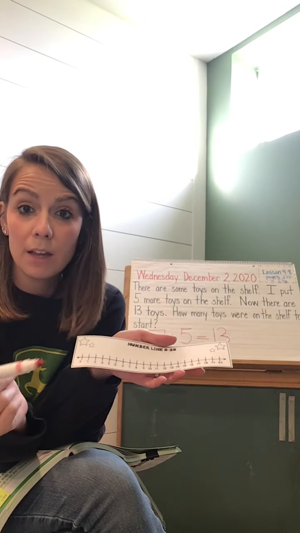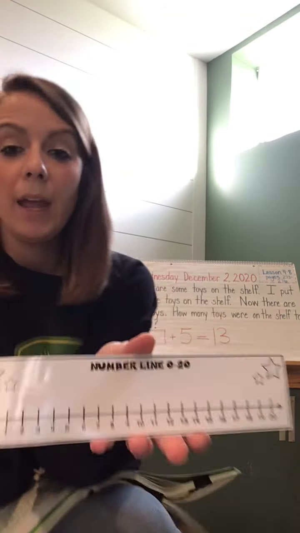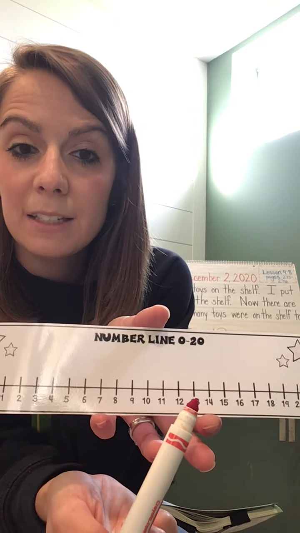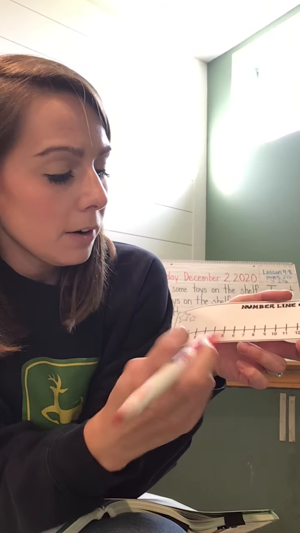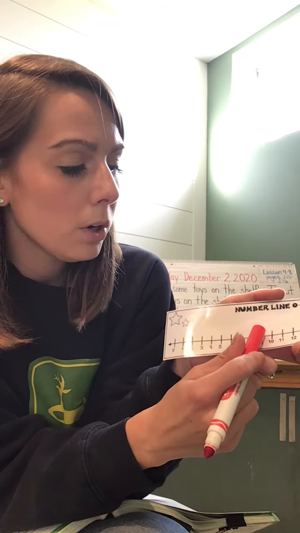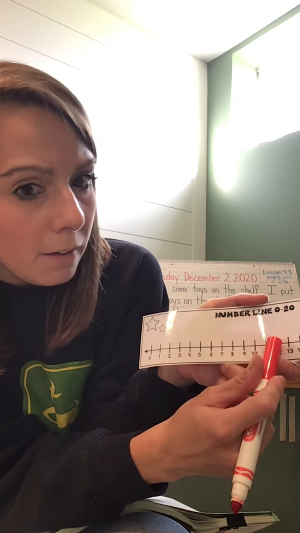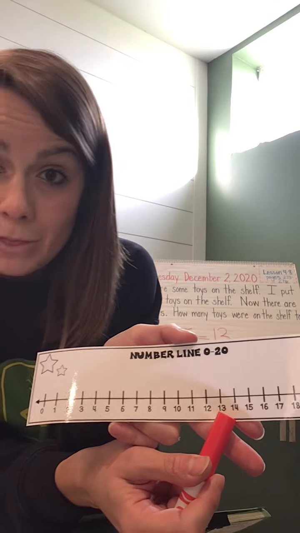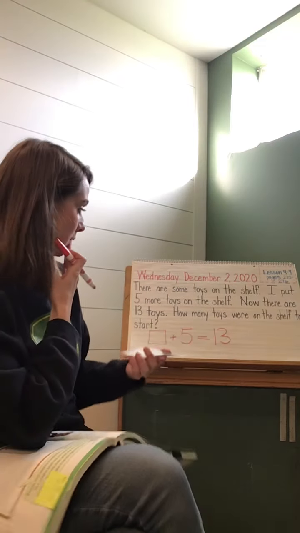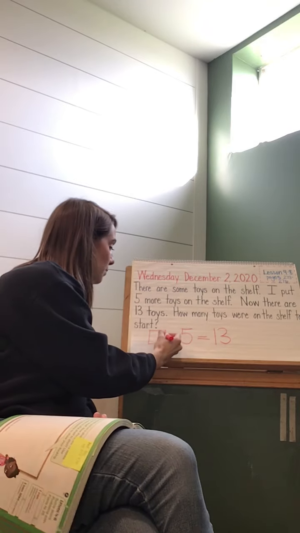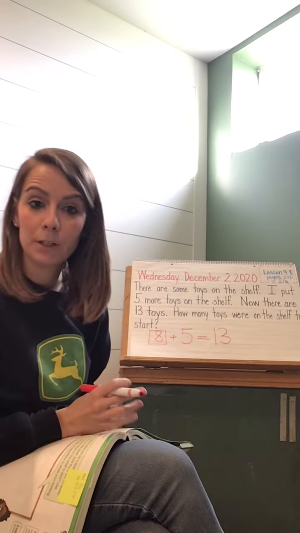I could even do this the other way. I could say, okay, I'm gonna start at 5 and I'm gonna see how many hops it takes to get to 13. Let's try it this way. Let's say, well, here I am at 5. There's 1, 2, 3, 4, 5, 6, 7, 8. Can you see what number I landed on? 13. So I went up 8 hops to land on 13. So I know that 8 is that missing number.